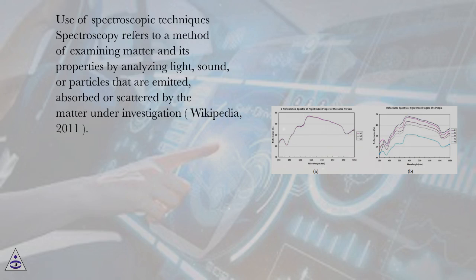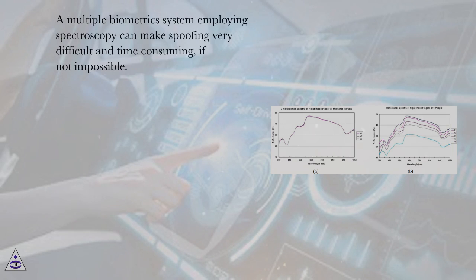Use of spectroscopic techniques. Spectroscopy refers to a method of examining matter and its properties by analyzing light, sound, or particles that are emitted, absorbed or scattered by the matter under investigation (Wikipedia, 2011). A multiple biometric system employing spectroscopy can make spoofing very difficult and time-consuming, if not impossible.